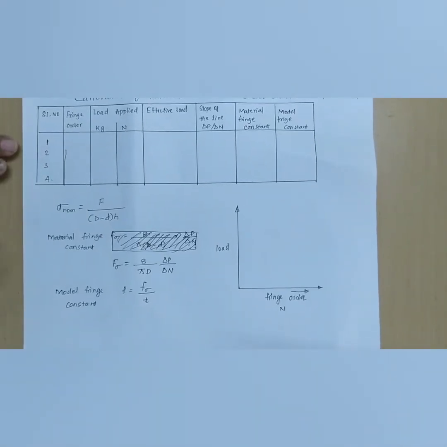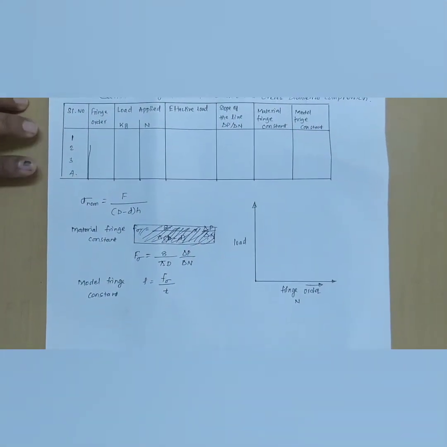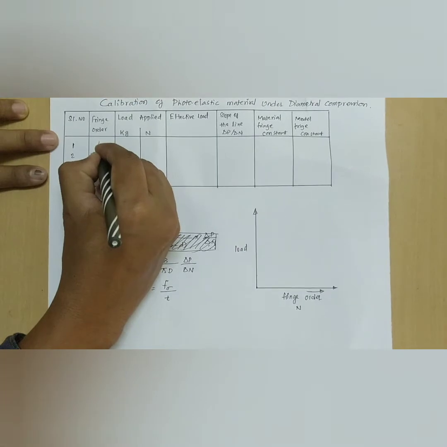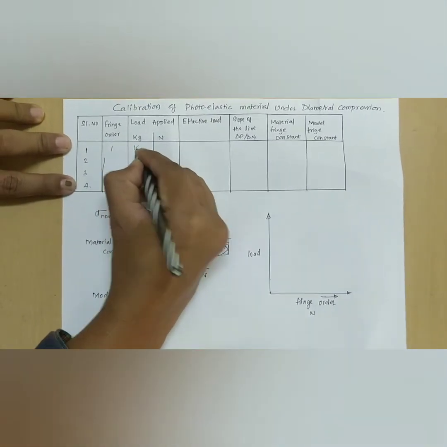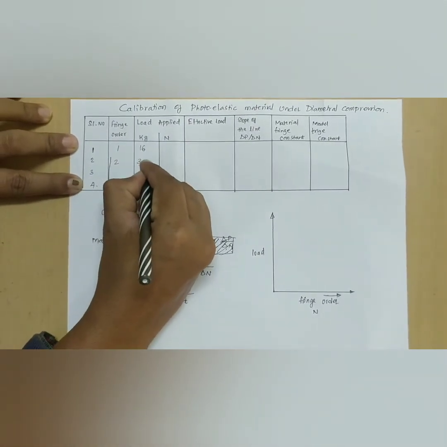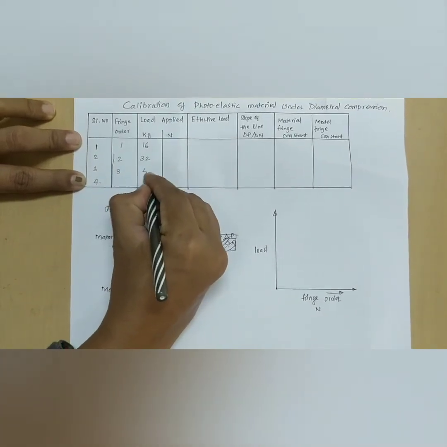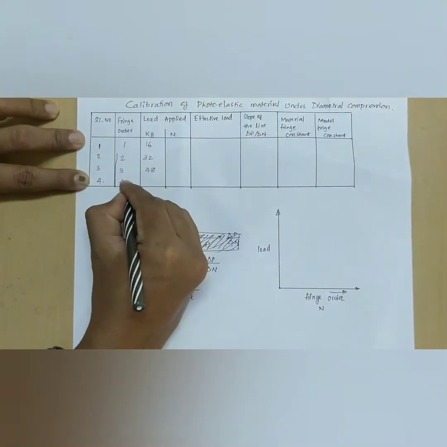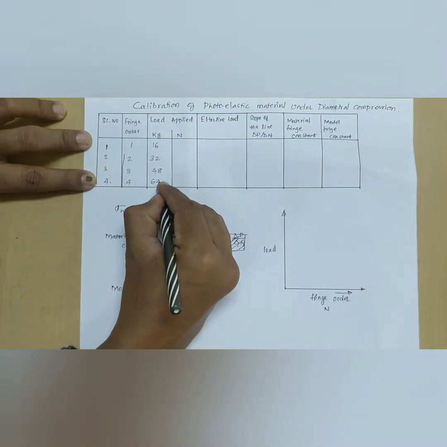Done, sir. Okay, now the fringe order is 1. For the first fringe order, the load was around 16 kg, and for the second fringe order, the load was around 32 kg, and the third fringe order was observed at a load of 48 kgs, and the fourth fringe order was observed at a load of 64 kgs.